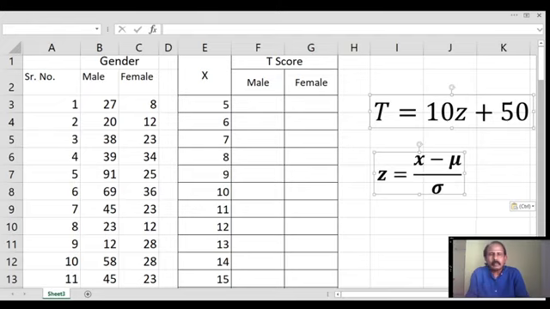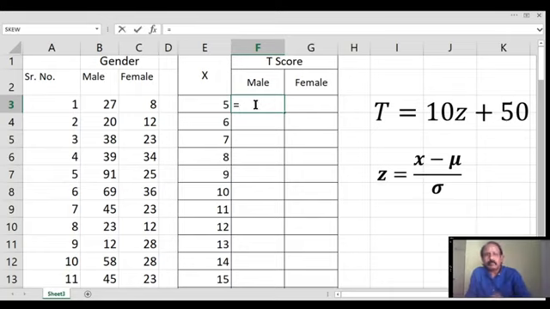The statistical formula of T, as shown on the screen, is T equals 10Z plus 50, where Z is X minus mu upon sigma, where mu is mean and sigma is standard deviation. Mu is average and sigma is standard deviation. Now first we find the T-score for male in terms of X equals 5.